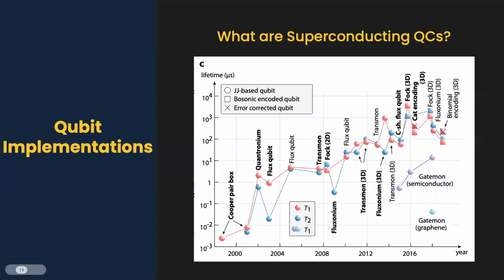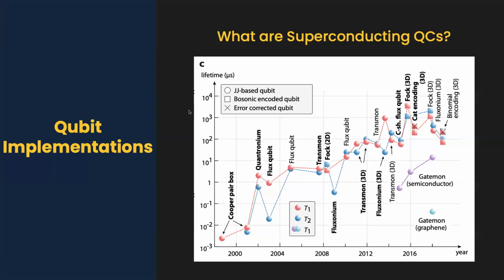So here's just a graph of some of the different qubit types, the superconducting qubits. All the circles are those Josephson junction qubits, plotted against time, which is basically when they were developed. And then the lifetime here is talking about essentially the time before the qubits decohere.